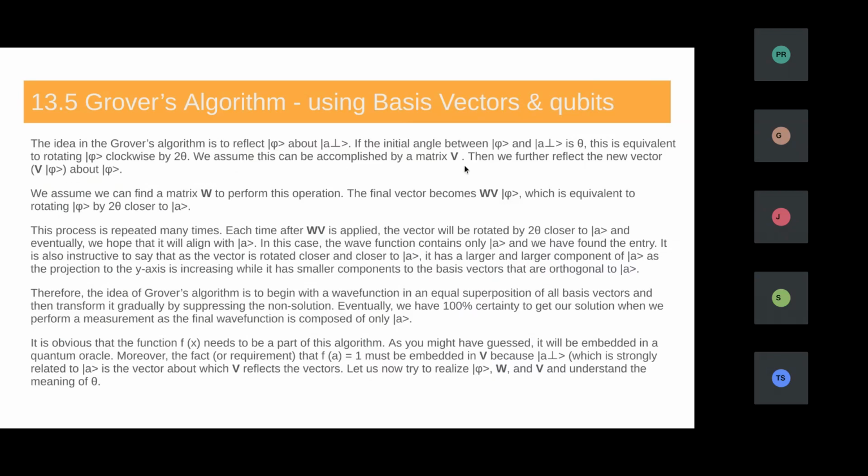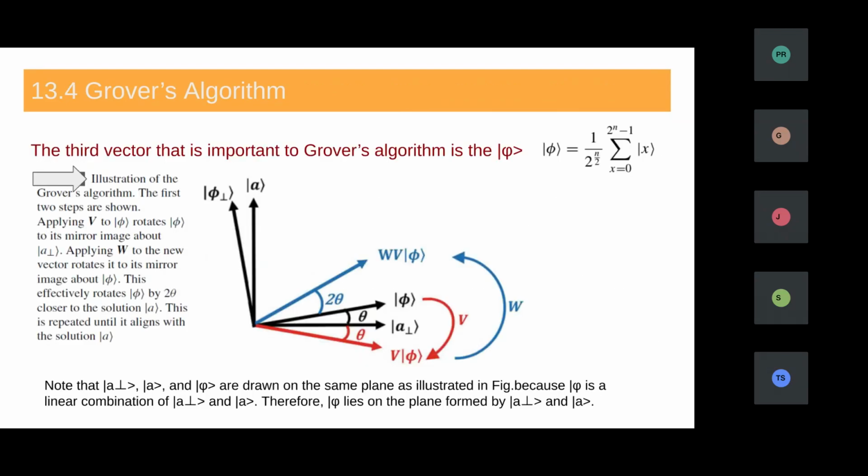Once we get 2 theta, this can be accomplished by a matrix V, which we can figure out. Now, if we take a matrix W, which will perform another rotation, but this time in the opposite direction, that means we can find a W which will move the equivalent rotation. Instead of clockwise, it will go anti-clockwise because we are rotating this V with respect to phi. Earlier we rotated phi with respect to this. Now we are reflecting around phi. If we reflect around phi, we need 2 theta, so it goes 2 theta. So now we have got a WV phi which is much closer to A than what it was earlier.